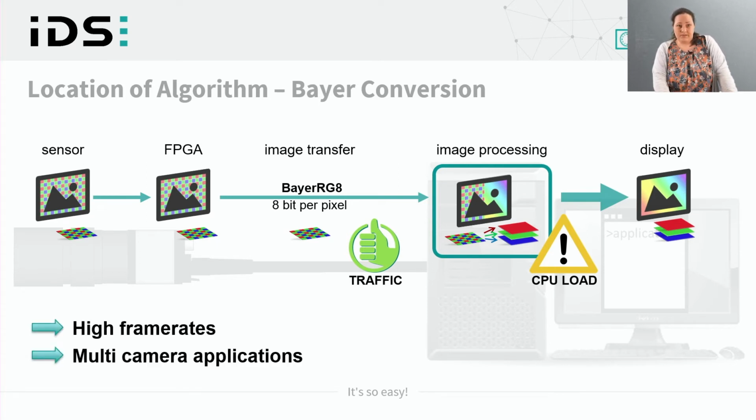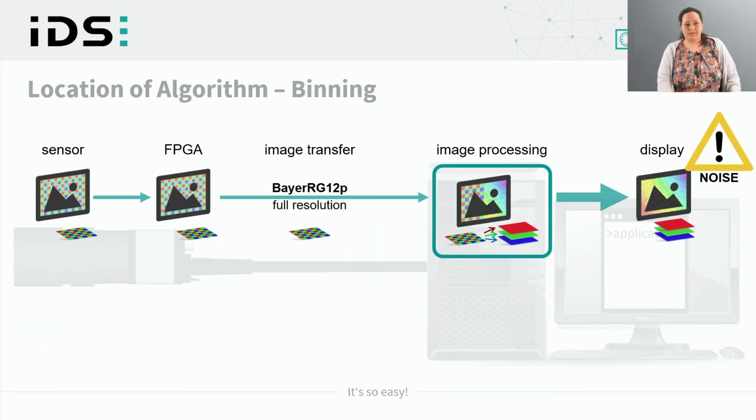This use case is beneficial, for example, for higher frame rates or multi-camera applications, especially when we talk about GigE Vision. The second example I want to mention is binning. Binning is typically required if you have a noisy image or a low light level, so low brightness, and you want to decrease the noise level relative to the signal that you want to get from the image, so the image contents.